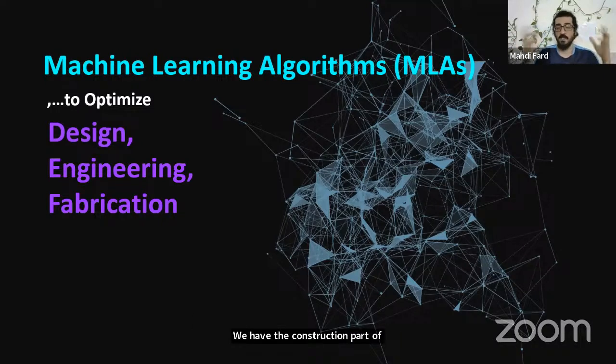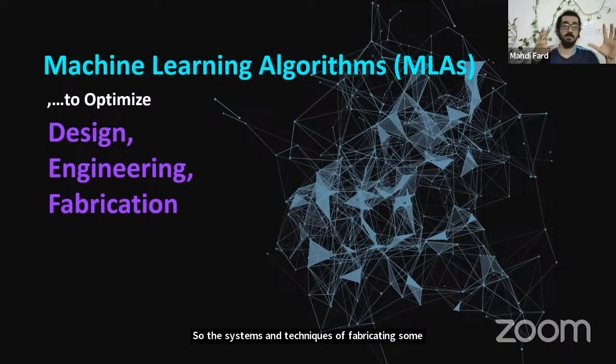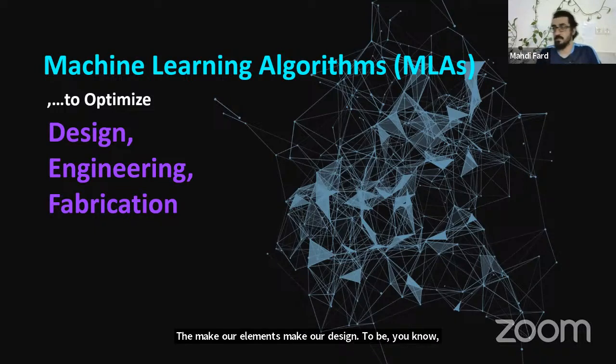We need to think about it. Anytime we start to design something, we need to think about how we can construct it. So the systems and techniques of fabricating elements get really important, and we need to follow those specific patterns of ideas that make our elements and our design constructible. So in these three branches, or better to say AEC, architecture, engineering, and construction, we can apply machine learning algorithms to find or recognize the patterns of solutions.